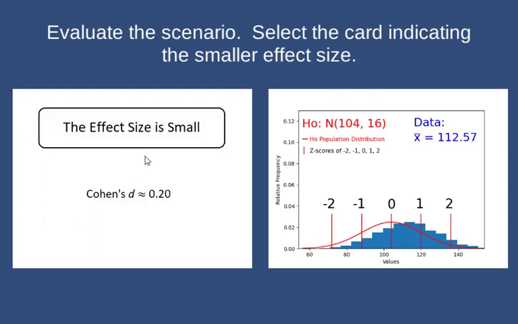Okay, now we're shown that the effect size is small, so a Cohen's d of 0.2. And on the right, again, we're seeing a sample mean a little bit more than half a standard deviation above the population mean. And in choosing between the two, we'll select the Cohen's d of 0.2.